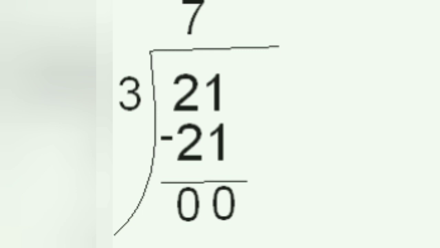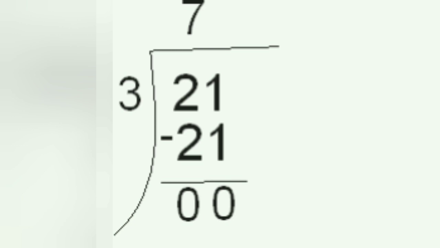So here another example is there. You can see 21 is to be divided by 3. So here 21 divided by 3 is written. So 21 is written in the middle, 3 is written in the left side. Then you have to write 3 table beside this.